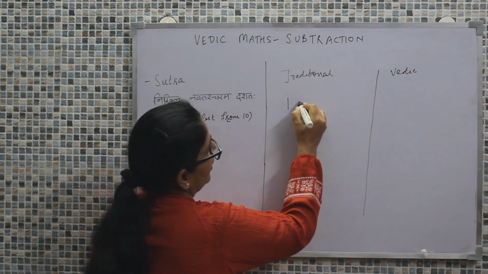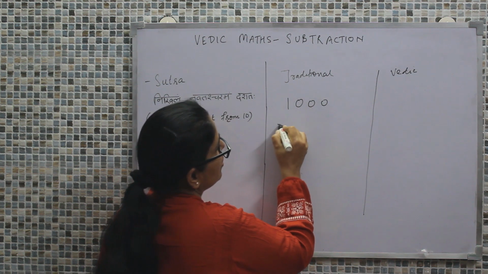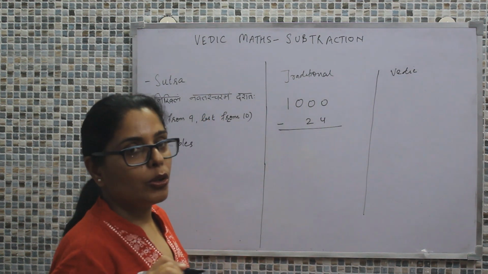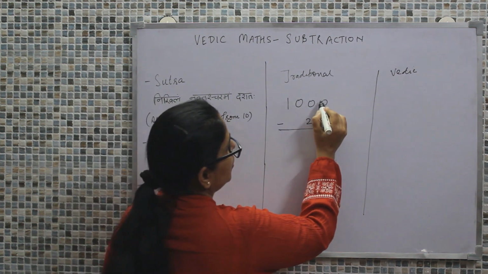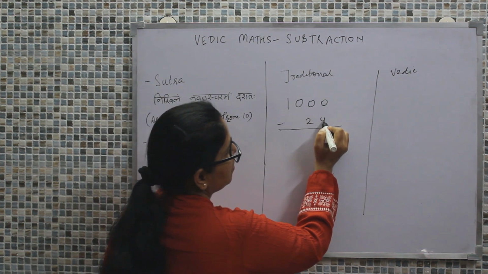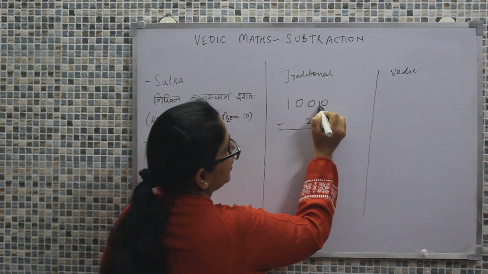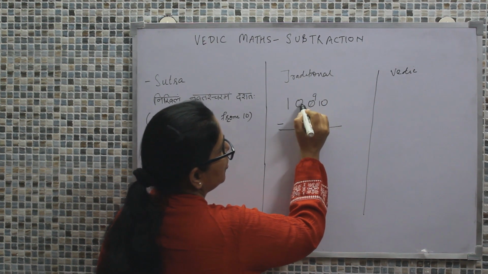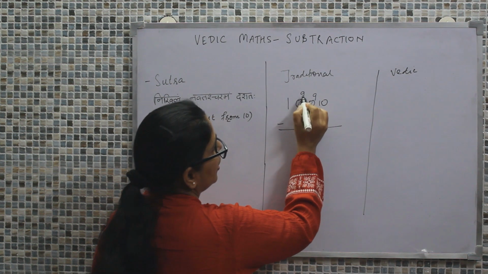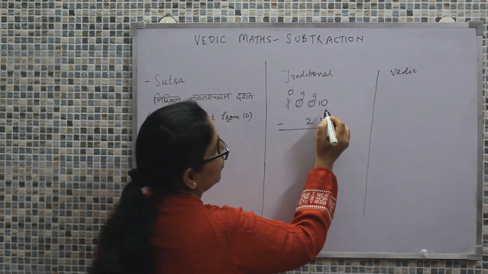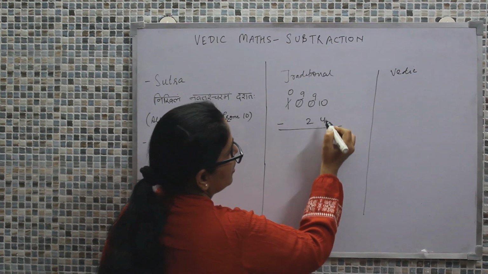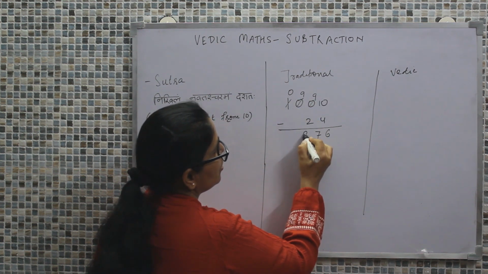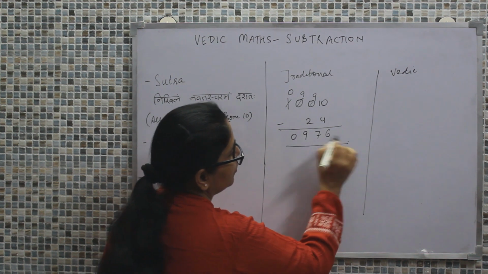Now suppose we have 1000 minus 24. Normally, because 0 cannot be subtracted from 4, we make it 10. Because we have borrowed from here, this will become 9. Because we have borrowed from here, it will become 9 and this will become 0. So 10 minus 4 is 6, 9 minus 2 is 7, 9 minus 0 is 9, and 0.